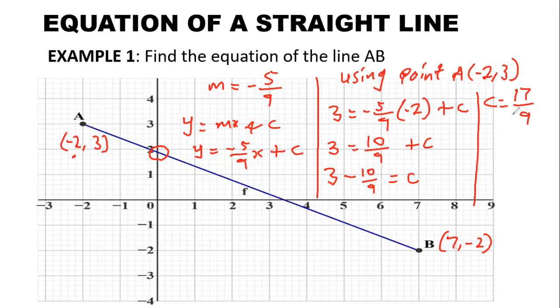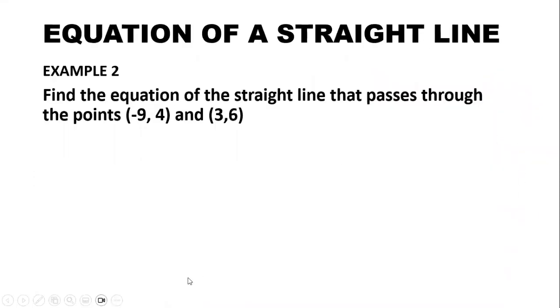Now we know the value of c. We substitute that back into this equation. So it means that the equation of the straight line is y equal to negative 5 over 9 x plus 17 over 9.